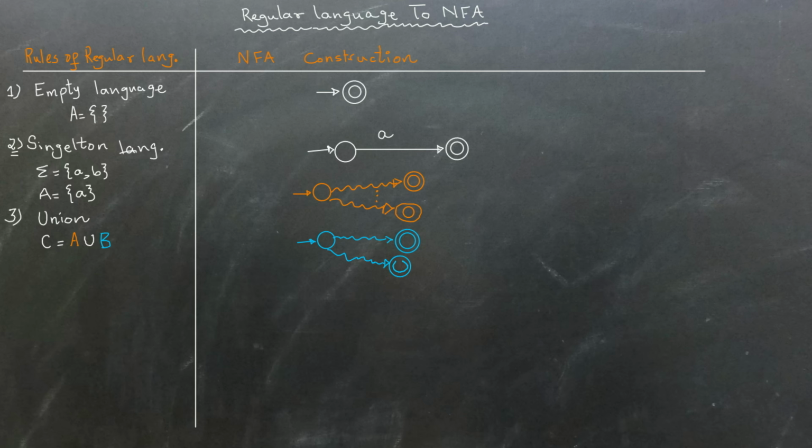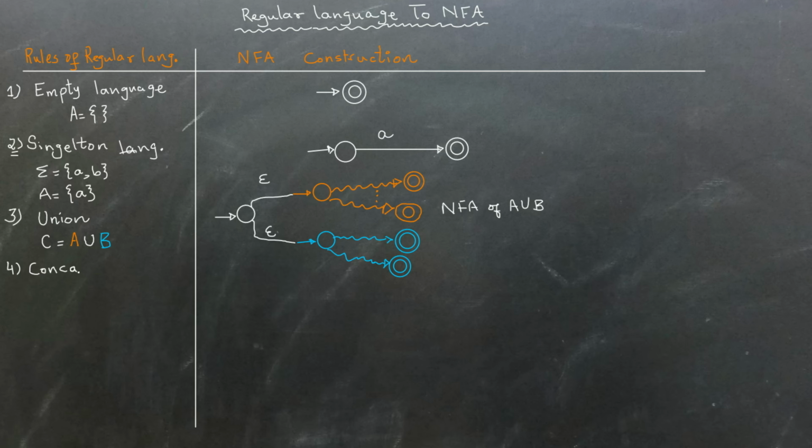To construct an NFA for the union of these languages, we create a new start state and add epsilon transitions from this new start state to the start states of the NFAs for language A and language B. This new NFA will accept the union of the regular languages A and B.